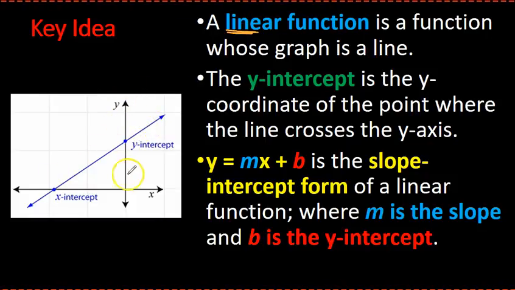This is the y-axis and this is the x-axis. This is the linear function. It is a straight line, so when you plot your x and y ordered pair, you get this line. And the point where this linear line crosses the y-axis is called the y-intercept.